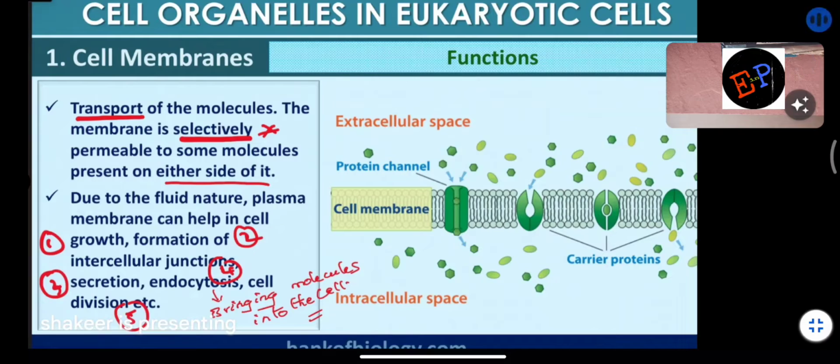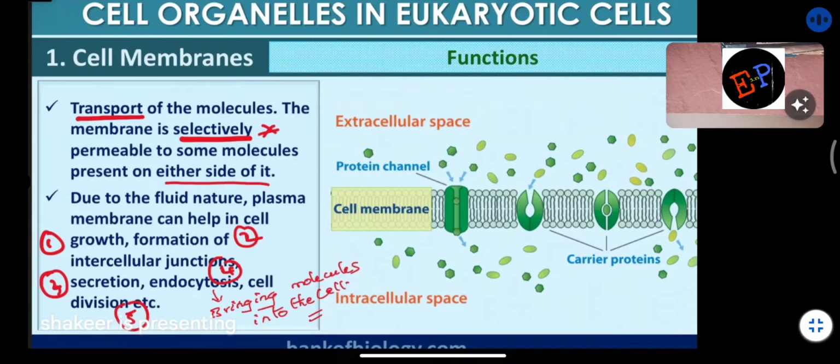So these are some of the very important functions of this cell membrane. Are you able to understand? So it has a fluid nature, no? So it means it is flexible. So because of this flexible nature, it can do many of the functions. Okay, for cell growth also responsible.